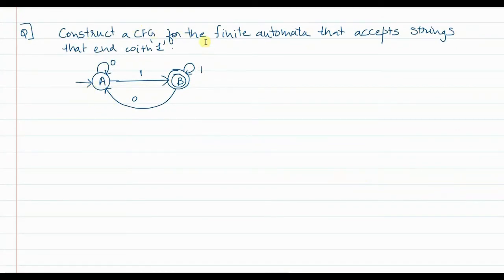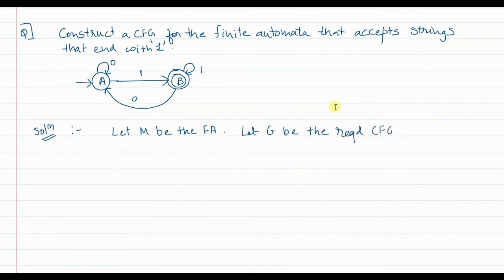Construct a CFG for the finite automata that accepts strings that end with 1. Okay, so this is the finite automata that is given to us. Okay, so let's quickly solve this. First we'll find out, let M be the finite automata. Okay, let G be the required CFG. Okay, so the number of states in the CFG will be what?